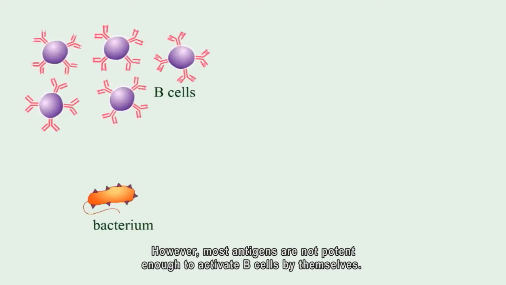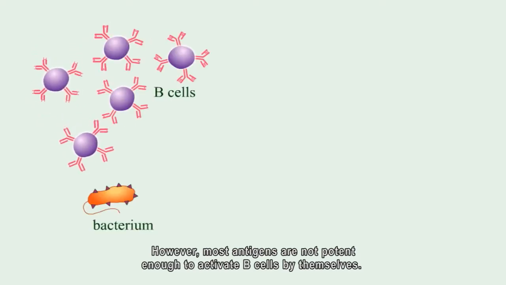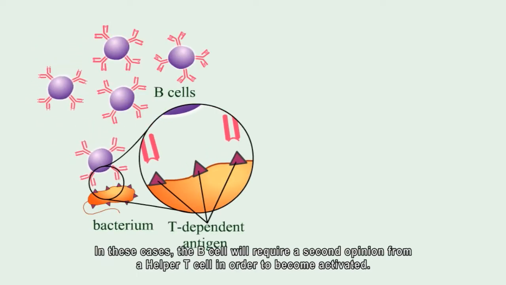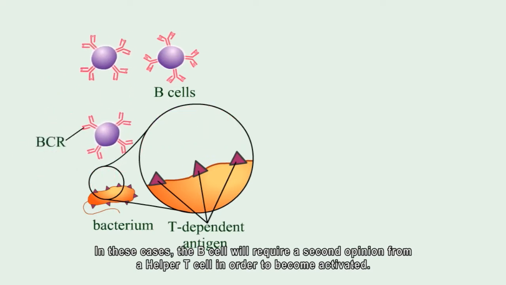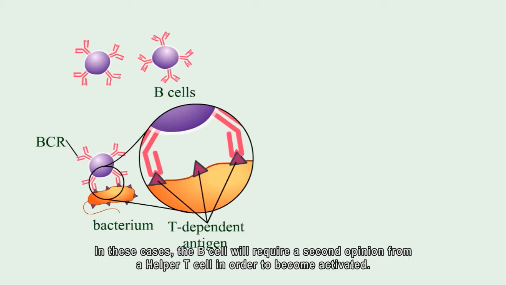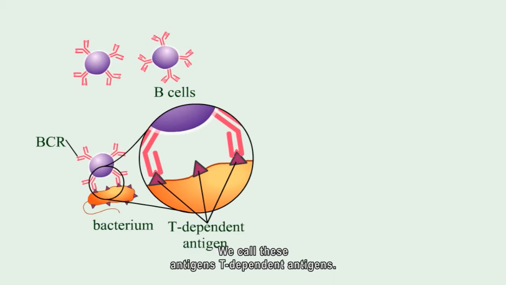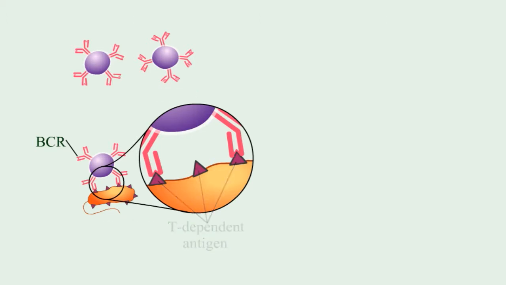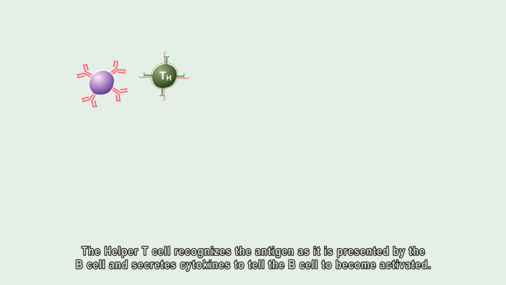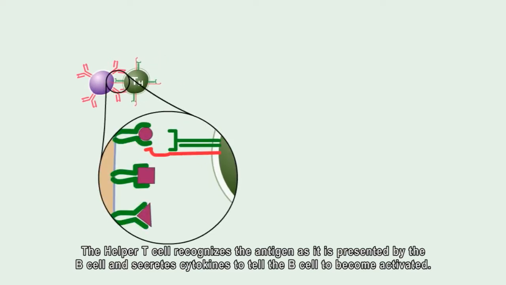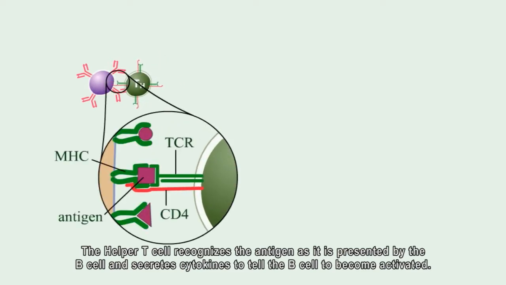However, most antigens are not potent enough to activate B-cells by themselves. In these cases, the B-cell will require a second opinion from a helper T-cell in order to become activated. We call these antigens T-dependent antigens. The helper T-cell recognizes the antigen as it's presented by the B-cell and secretes cytokines to tell the B-cell to become activated.